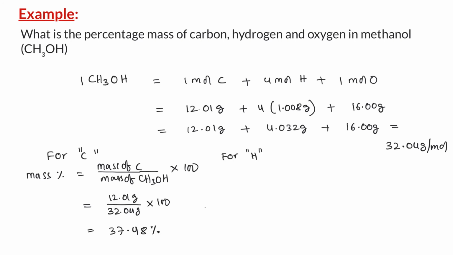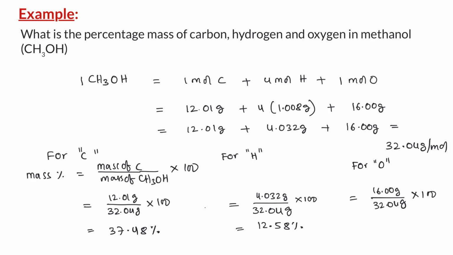Similarly, for hydrogen, mass percentage is equal to the mass of hydrogen, which is 4.032 grams, divided by mass of the compound, 32.04 grams, times 100. We get 12.58%. For oxygen, it is 16 grams divided by 32.04 grams times 100. We get 49.93%.